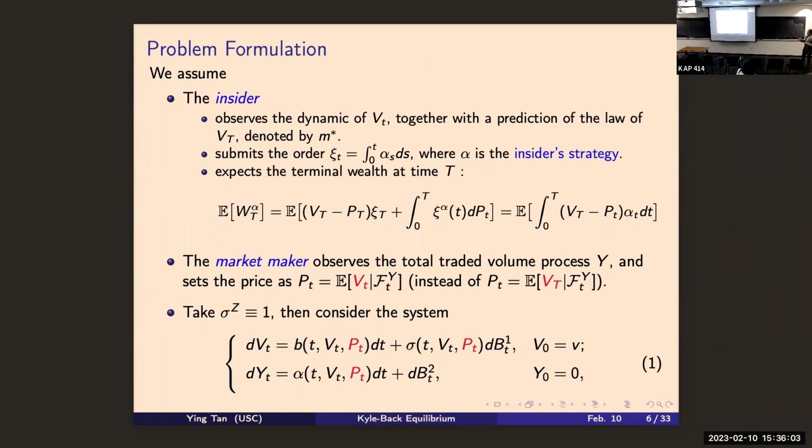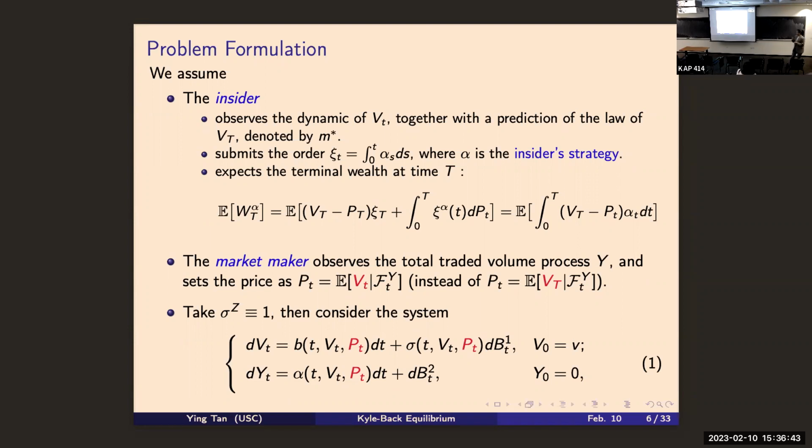So now let's go back to our assumptions. In our work, we make the following assumptions. First, for the insider, we assume that the insider observes the dynamic value V_t simultaneously, together with a prediction of the law of V_T. Then they submit an order of an absolutely continuous form, where this alpha is known as the insider strategy. The terminal wealth at time capital T can be calculated as the following equation.